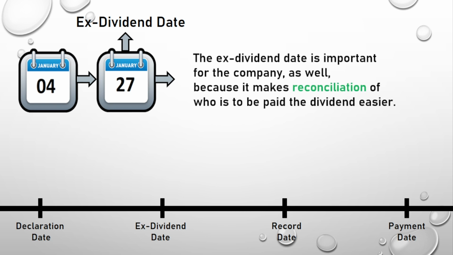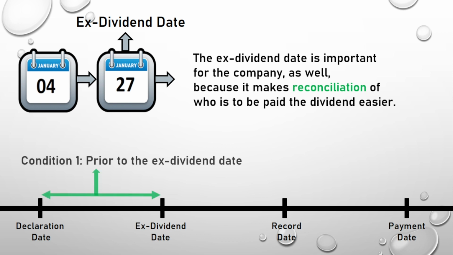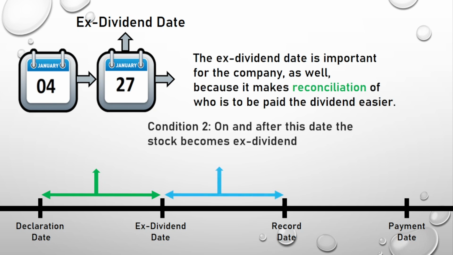The ex-dividend date is important for the company as well because it makes the reconciliation of who is to be paid the dividend easier. Prior to the ex-dividend date, the stock is said to be cum dividend. Existing holders of the stock and anyone who buys it will receive the dividend, whereas any holder who sells the stock loses their rights to the dividend. On and after this date, the stock becomes ex-dividend. Existing holders of the stock will receive the dividend even if they now sell the stock.